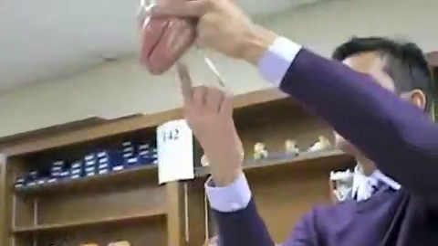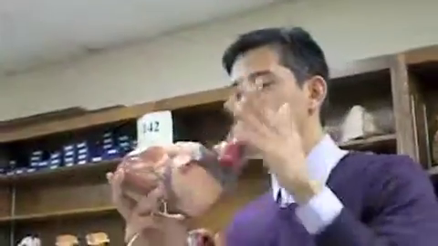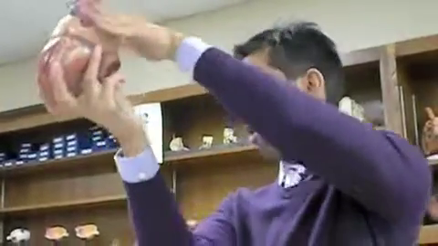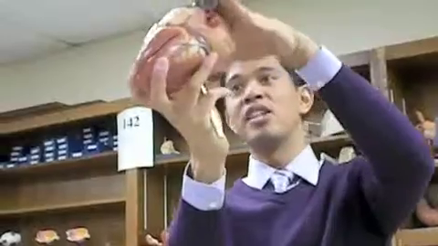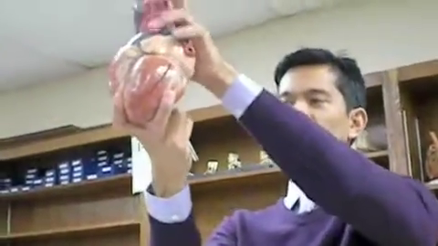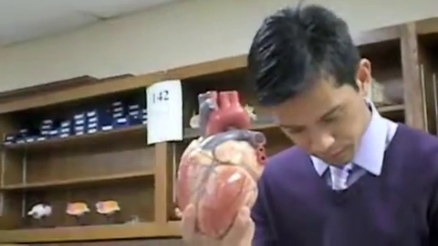Okay, so the apex is here, and the base of the heart is kind of the top part of the heart, where all these vessels are. This is the base of the heart. So the base is actually on top, apex on the bottom. The base is where all these vessels are on the top here.